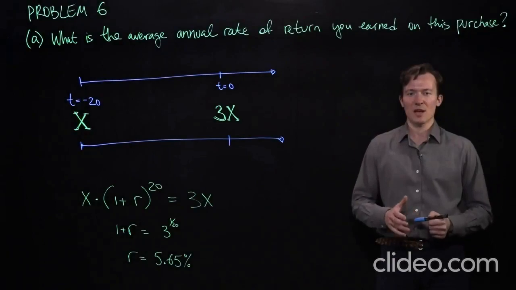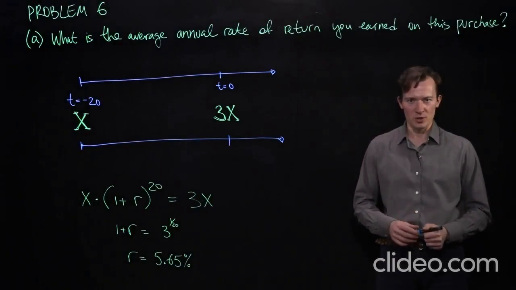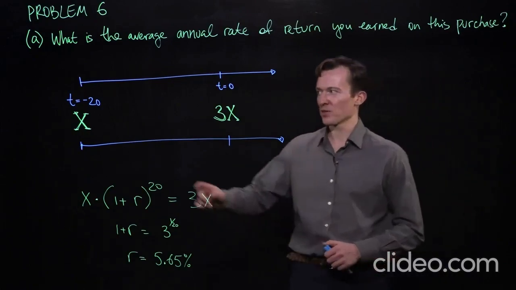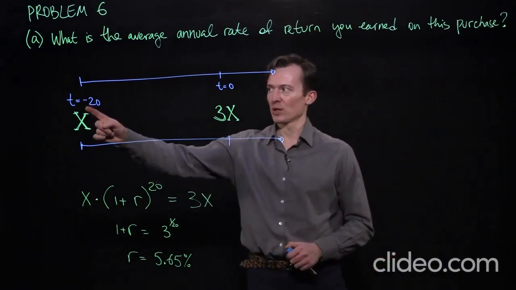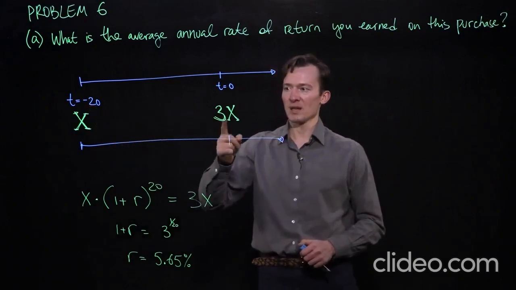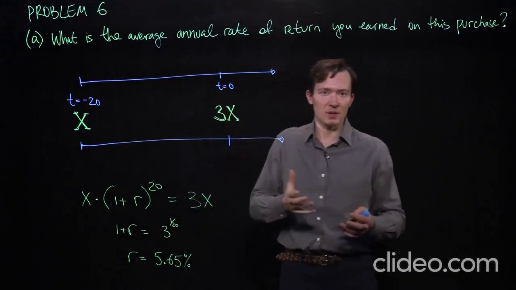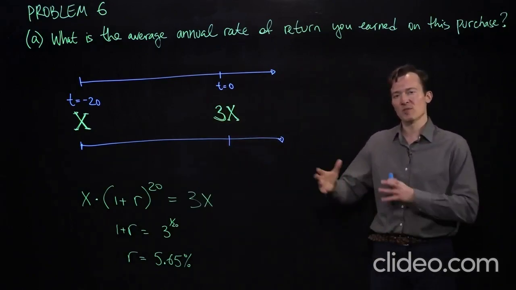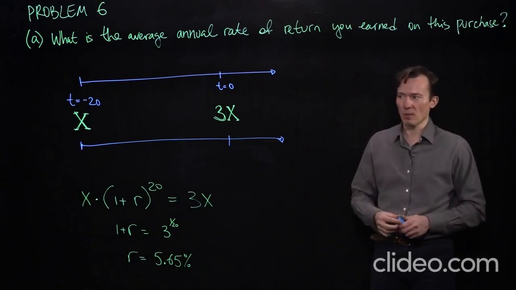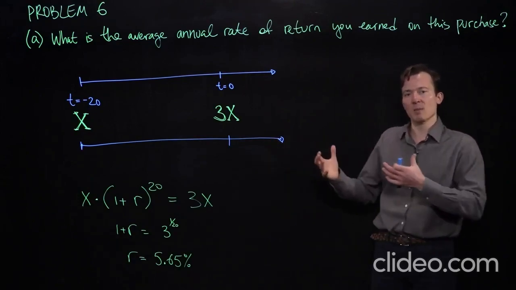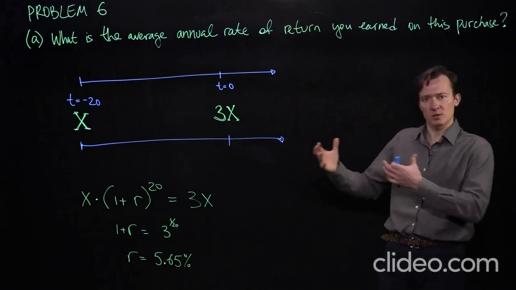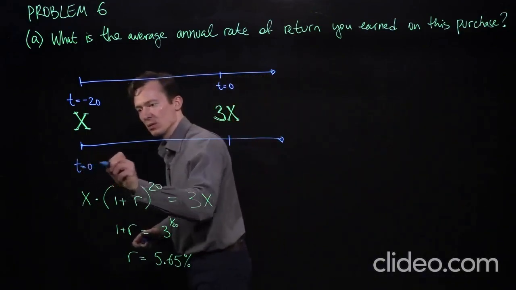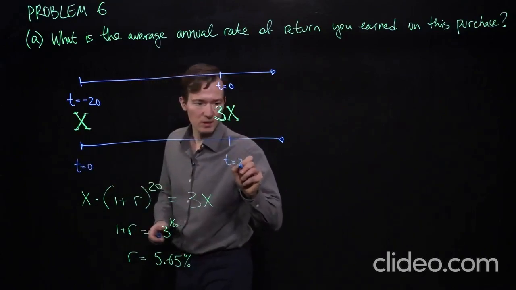What is the average annual rate of return that we earned on this purchase? Well, let us denote by X the purchase price of this apartment that we paid 20 years ago, and by 3X its present value, because it's tripled since the time we purchased it. To help us think in terms of present and future value in this particular problem, let's shift the timeline 20 years to present and denote the starting point by t equal to 0 and this ending point by t equal to 20.